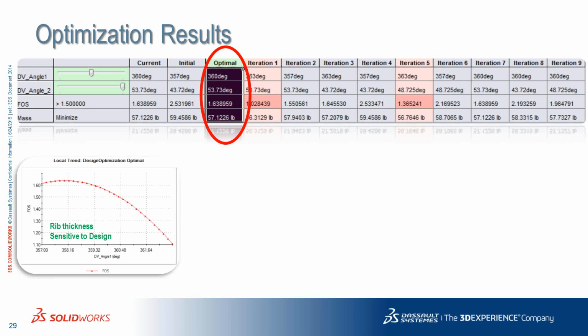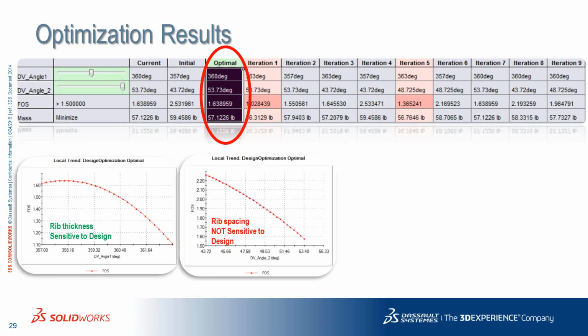Now, with optimization, it's not just getting to the optimal design, but you can also do what is called the design sensitivity analysis, where you can understand if changing that particular rib thickness, does it really help the performance? So you can see that with respect to the rib thickness, the factor of safety levels out. So it's got an exponential reaction to that particular design dimension.